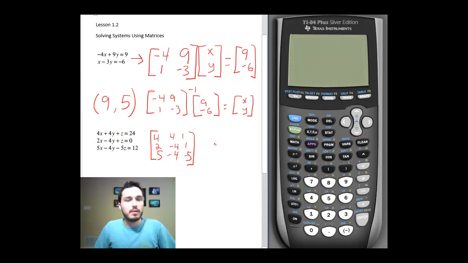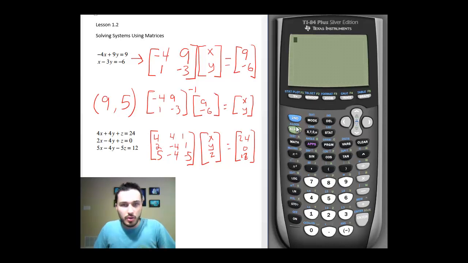Okay. And then this would be x, y, z, and equals 24, 0, 12. Once again, this by hand business, not that important, but it's worth seeing so that you know how to write it by hand.